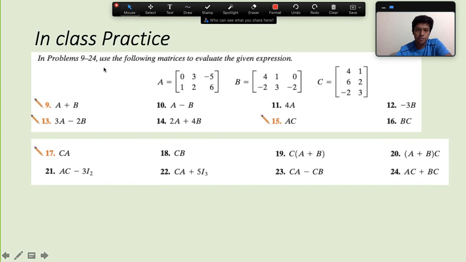We will try to solve this kind of maths during our class time as in-class practice. So that's the plan.